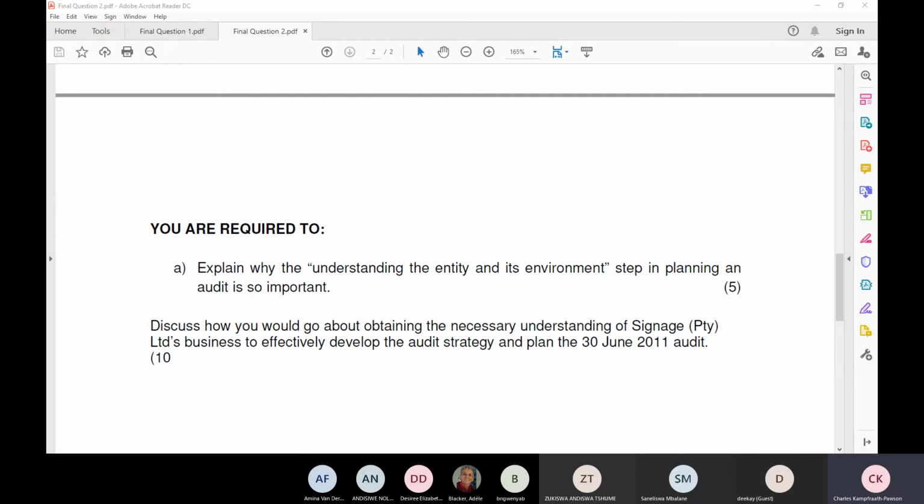We need to understand the industry, because remember, each industry has its own trends, its own way of working, its own items that are unique to that industry. If you compare, for instance, the insurance industry with the engineering industry, they are different in almost all aspects. And although we report using international financial reporting standards, the way things work will affect how you would plan the audit.